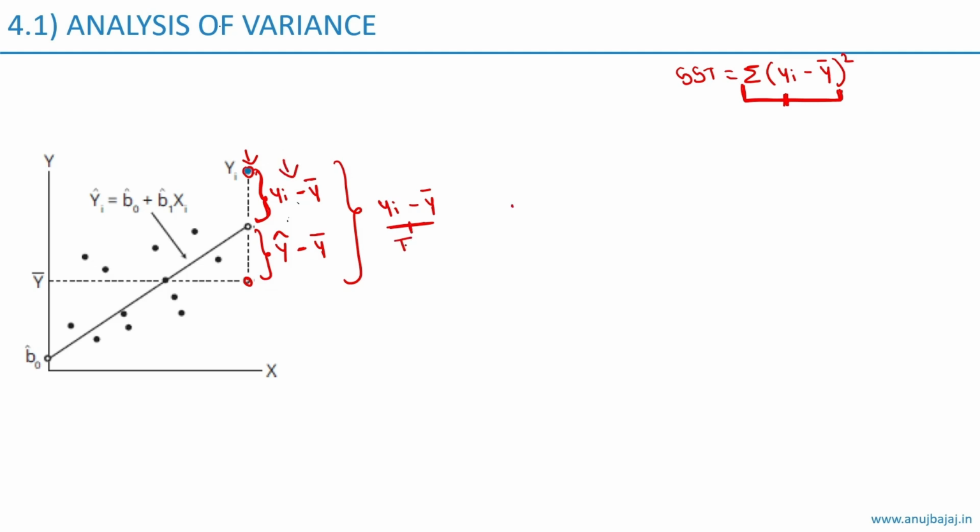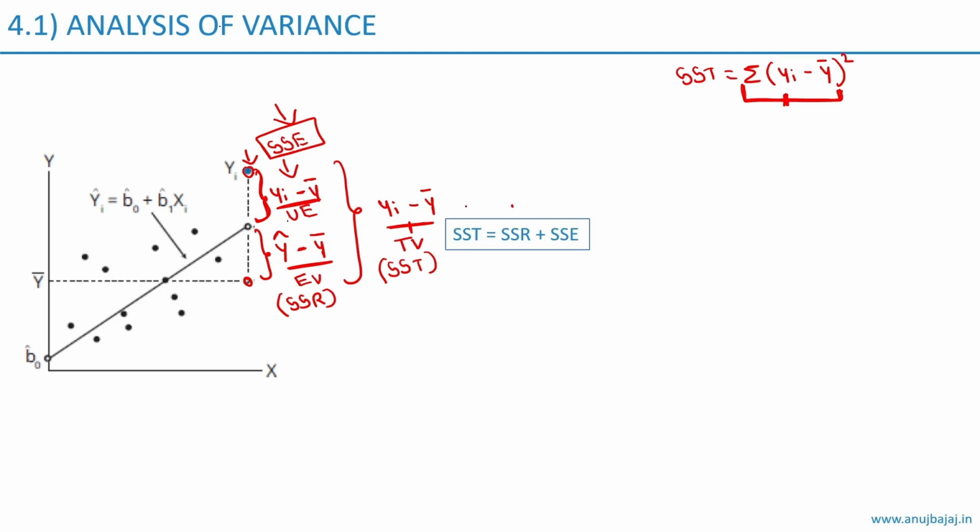So we call this the total variation. We refer to this as the explained variation and this as the unexplained variation. The total variation is nothing but the sum of squares total. The explained variation, we call it the sum of squares regression, and the unexplained variation, we refer to it as the sum of squared errors. So if you remember, an ideal linear regression model is the one which minimizes the sum of squared errors. So the sum of squares total equals the sum of squares regression plus the sum of squared errors.